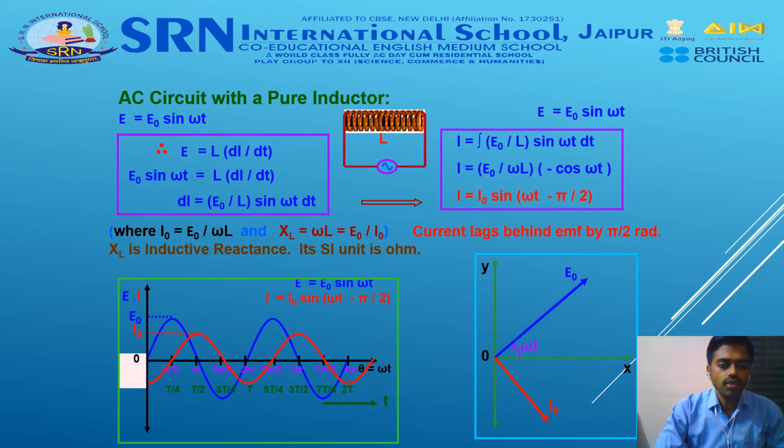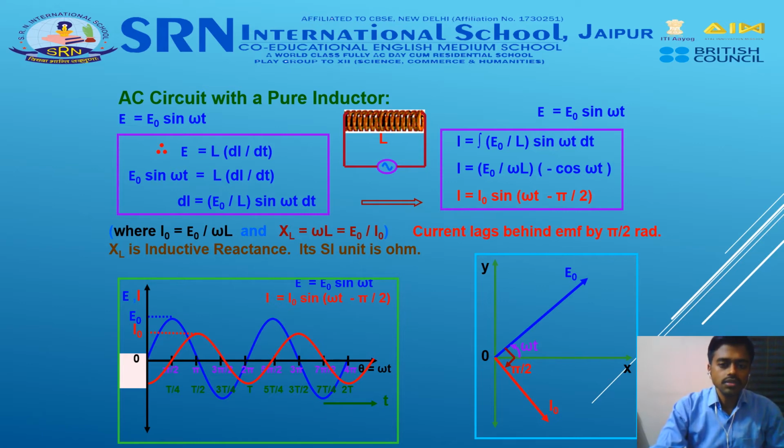Now to find the value of current in the circuit we will use the expression E is equal to L di upon dt. With the help of this expression we will find the value of current, and then after integration, because we obtained the value of di, to find the value of current we will integrate both sides. After integration we will get I is equal to I naught sin omega t minus pi by 2. So if we compare the value of current and EMF, we will obtain that current lags behind EMF.